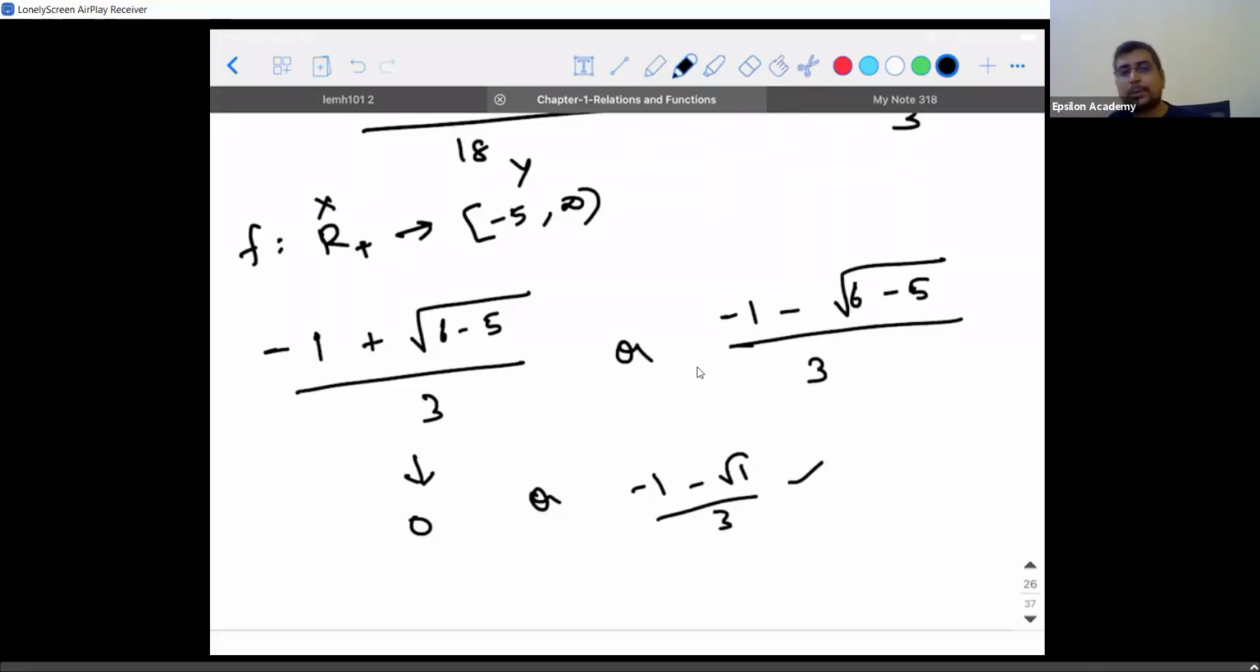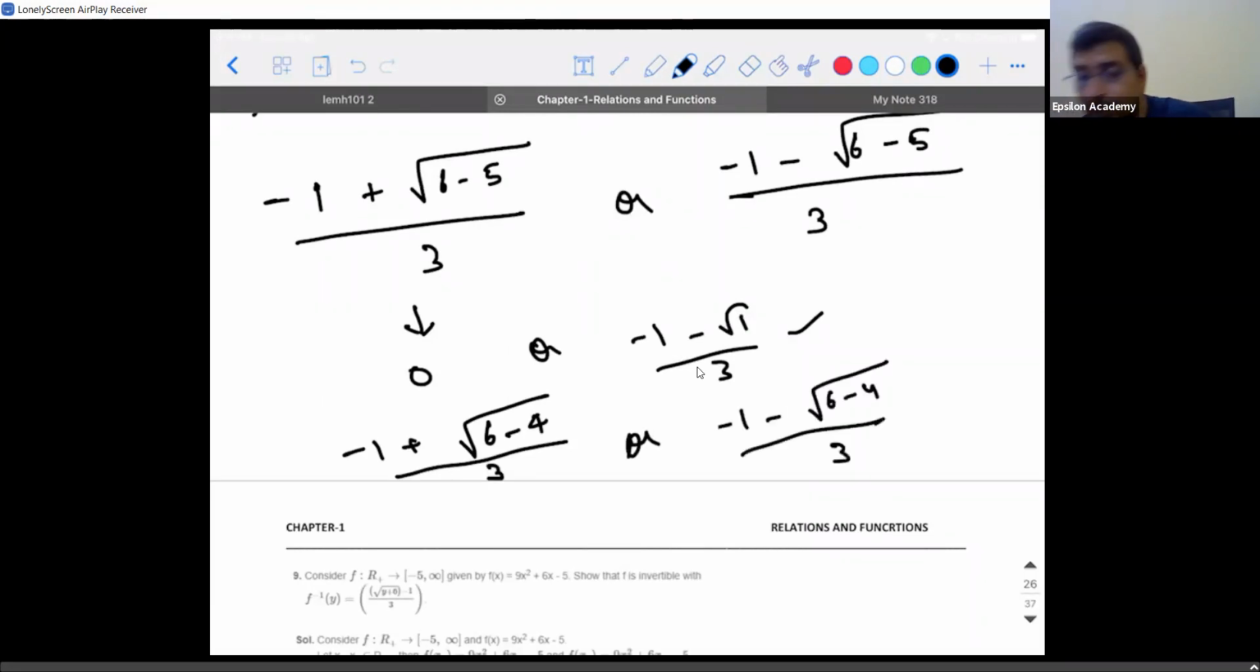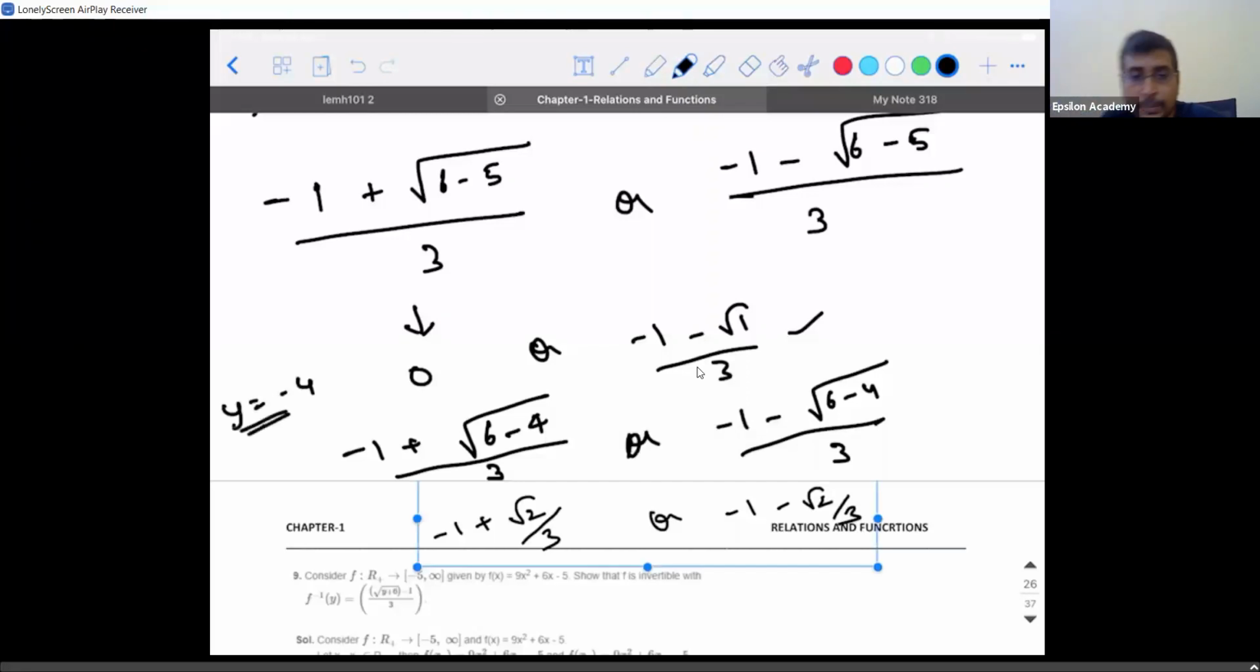Okay. What is the next value I am going to think of? If I substitute minus 4, (-1 plus root of 6 minus 4)/3, or (-1 minus root of 6 minus 4)/3. Right? This will give me what? (-1 plus root 2)/3, or (-1 minus root 2)/3. This is when I substitute y is equal to how much? Minus 4. Minus 4 is a point from the codomain.